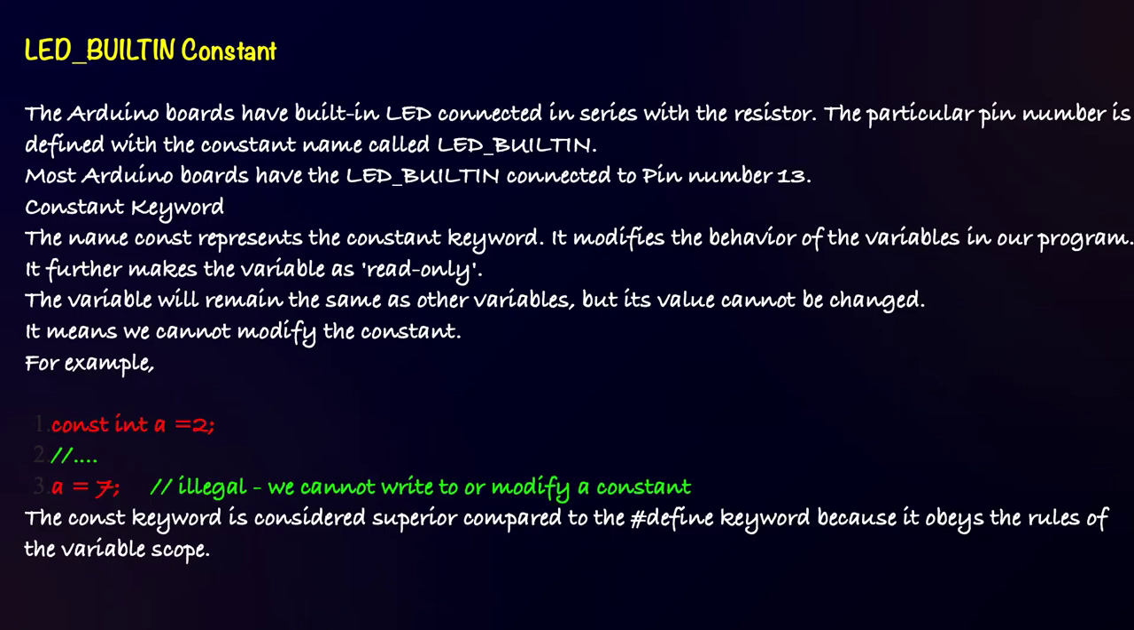The constant keyword is considered superior compared to the #define keyword, because it obeys the rules of variable scope. Why? Because whenever we are defining, of course we are assigning some value, right? But dear students, try to understand, once we define it using the constant keyword, even if we try to define it again by using #define, it will not be changed. All right, that is all about constants.